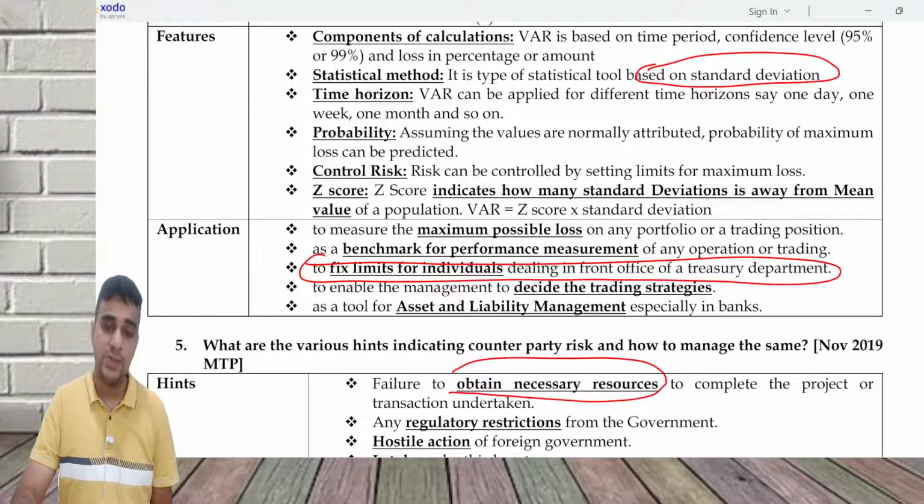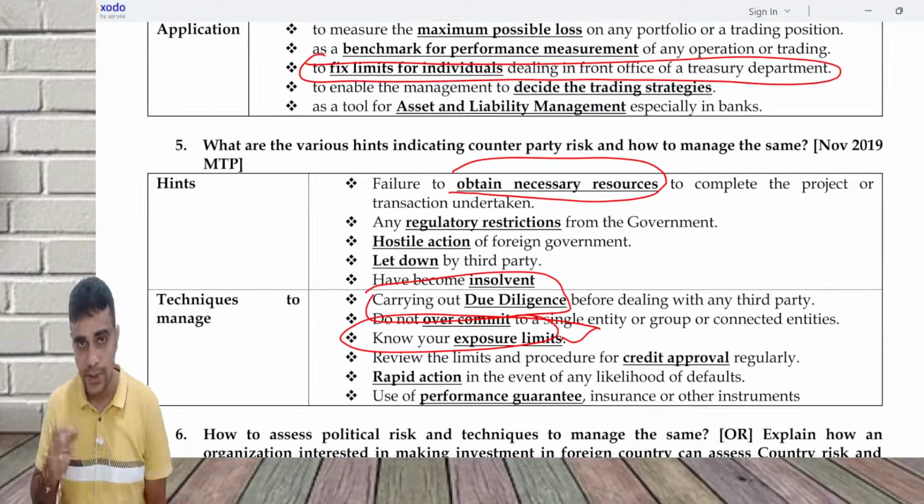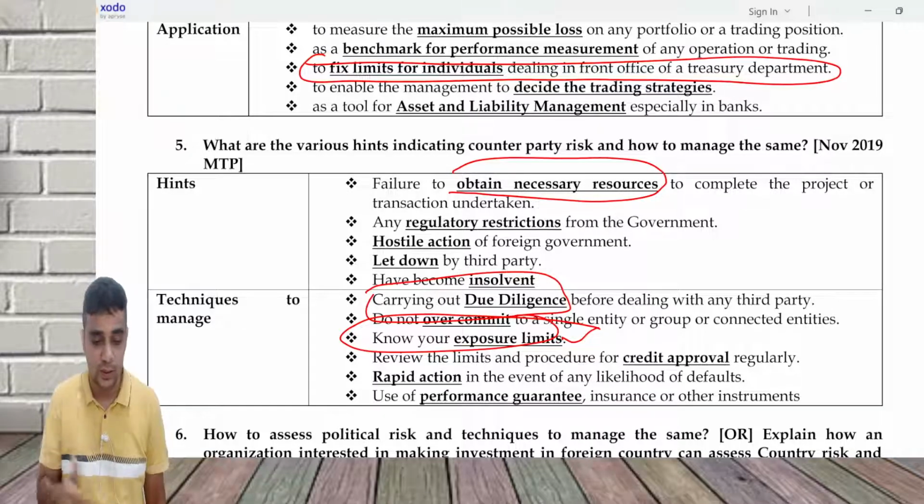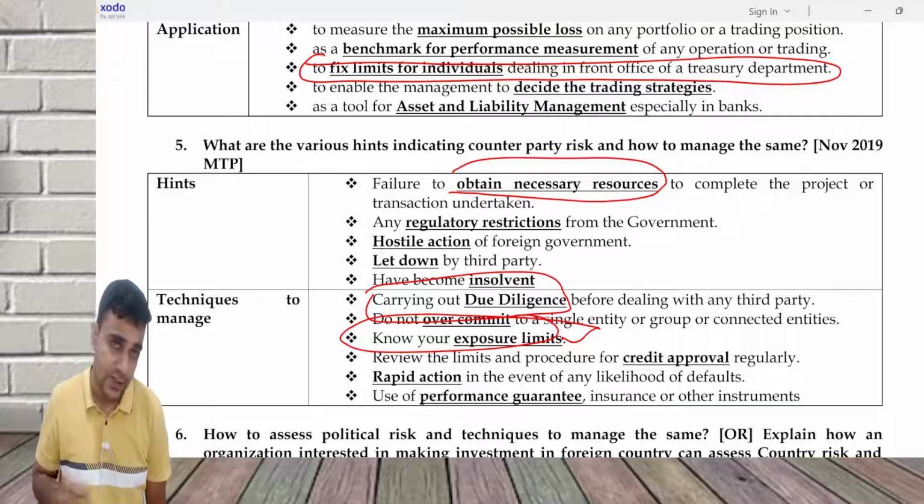How can I manage the counterparty risk? I do not overcome it. I do my financial due diligence. I set up some credit limit and do a continuous monitoring of that credit limit.